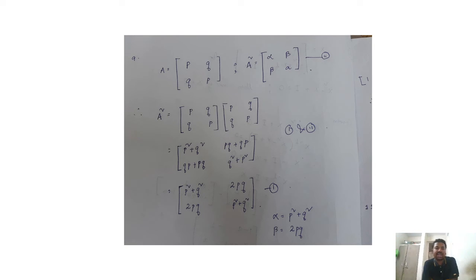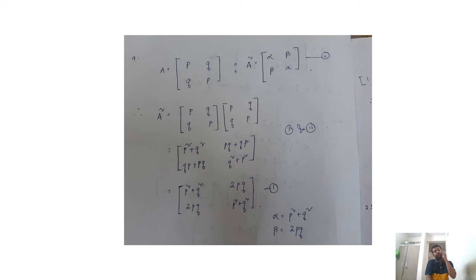So let me have another problem. This is also inspired from an assignment. We have a question. A is a matrix whose components are P, Q, Q, and P, and in the question it is well described that A square is equal to alpha beta beta alpha. Okay, so this is what we have now. We want to find the value of alpha and beta.